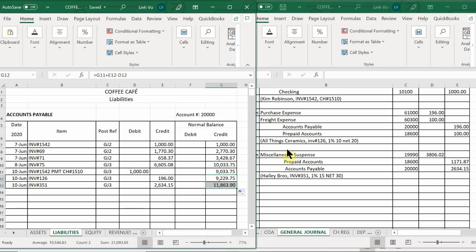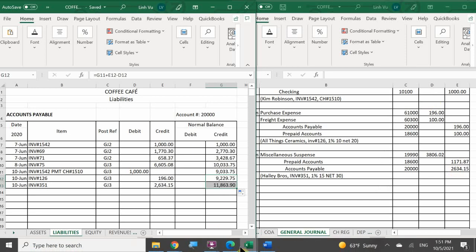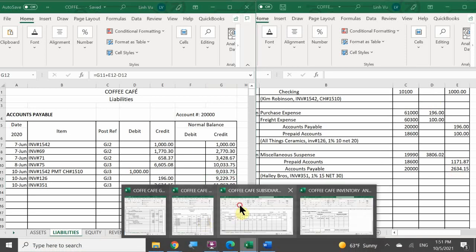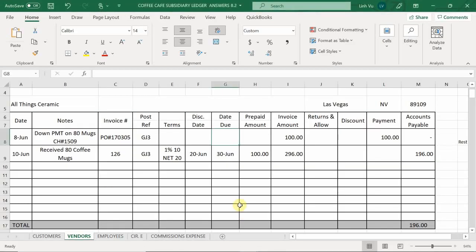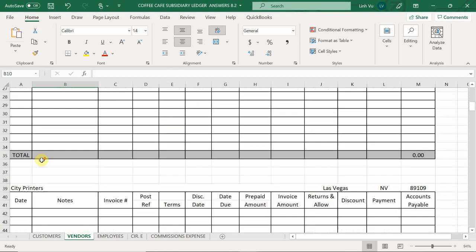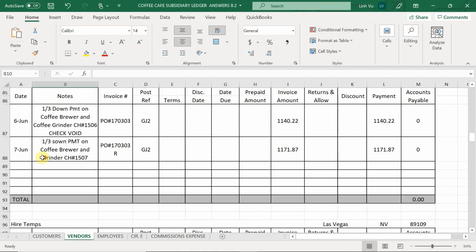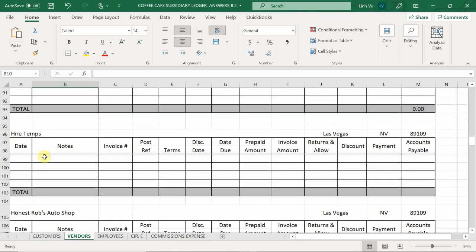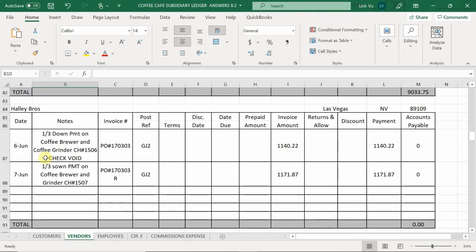Okay. So then now the journal's done, the ledger's done, the PO is done. What's next? The subsidiary ledger. Correct. Subsidiary ledger is next. Okay. All right, here we are at the subsidiary ledger. Now we need to look for Haley Bros. Okay, so HH. Here you go, Haley Bros.